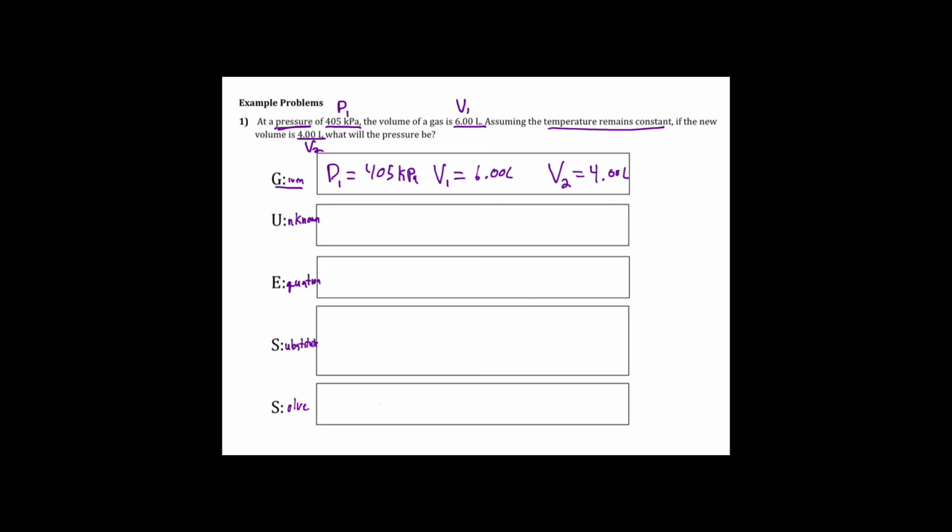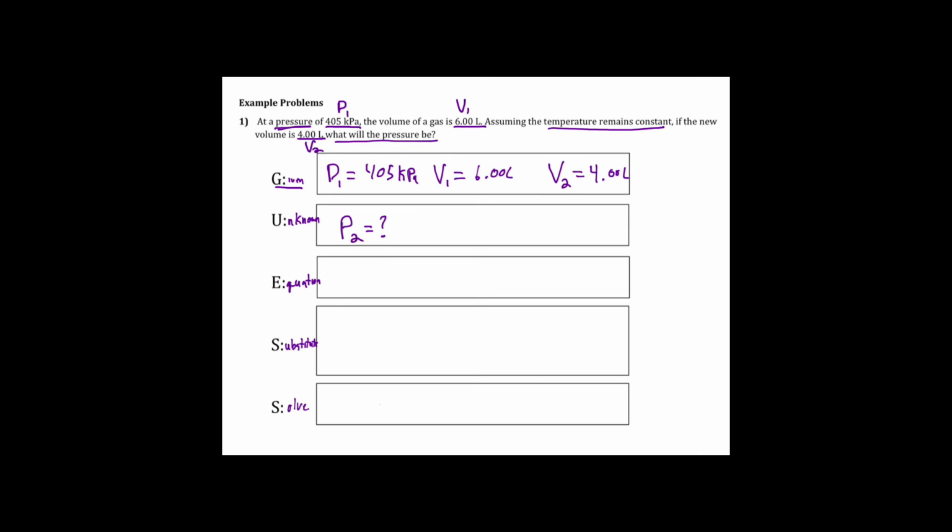Now, real quick, let's think about what it's asking for. It says, what will the pressure be? And so it's asking for the new pressure. So what is the new pressure? What will that be? So that is the unknown.